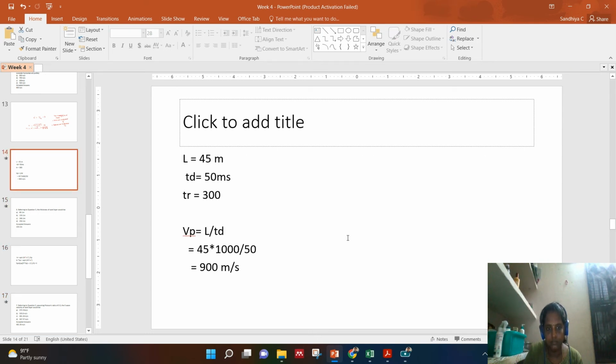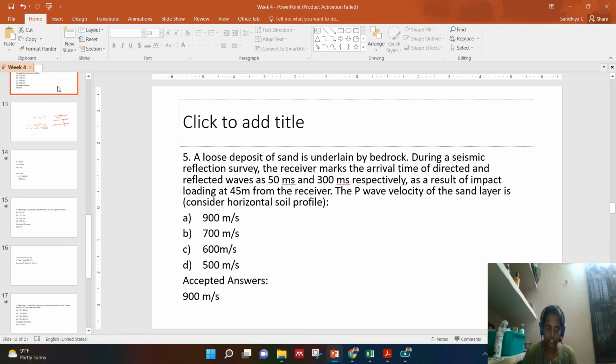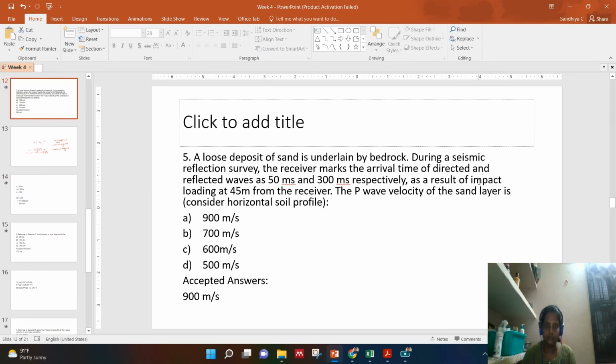This one, question unit. This one. They have only three data: one is TD, TR, and your distance. Clear?